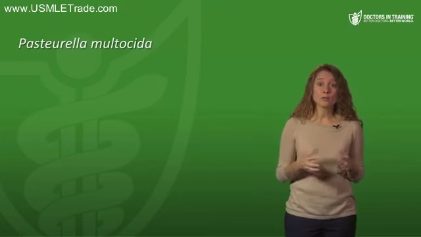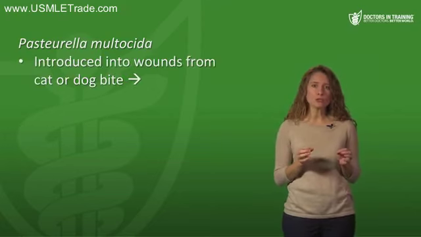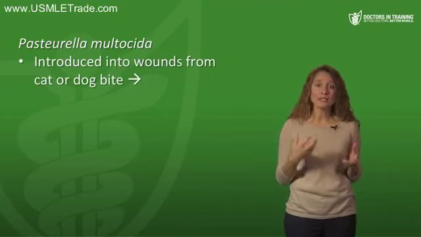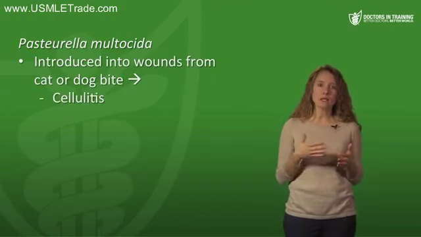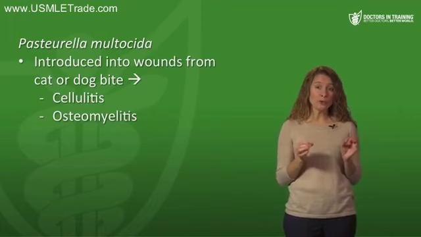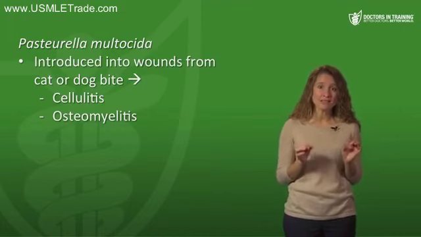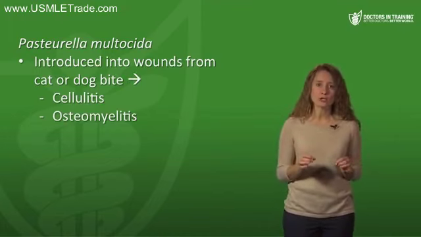Okay, now Pasteurella multocida. Pasteurella is usually introduced into wounds from a cat or a dog bite. This can result in cellulitis and osteomyelitis. So if you see a question about a cat bite infection, definitely think of Pasteurella.